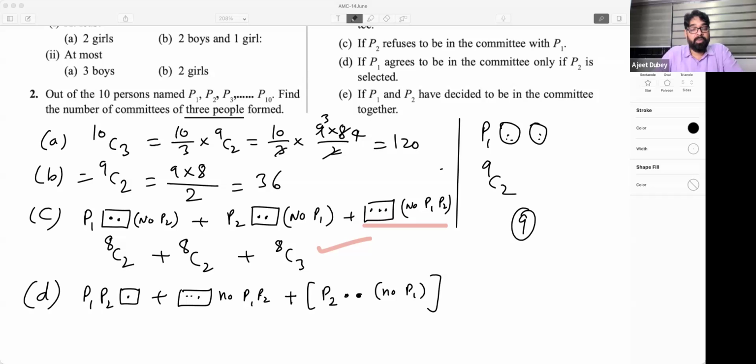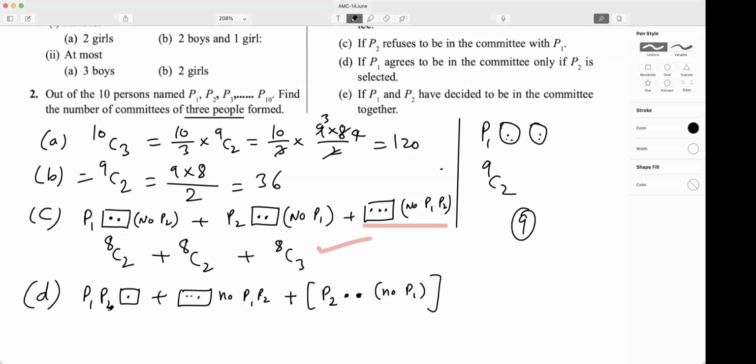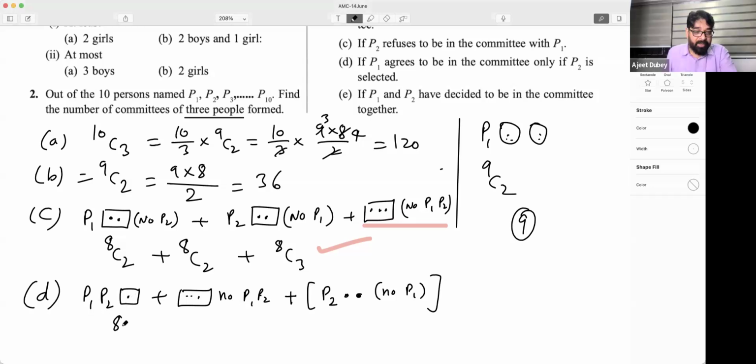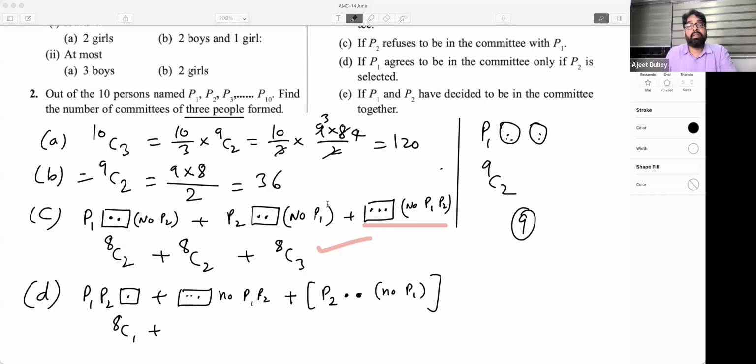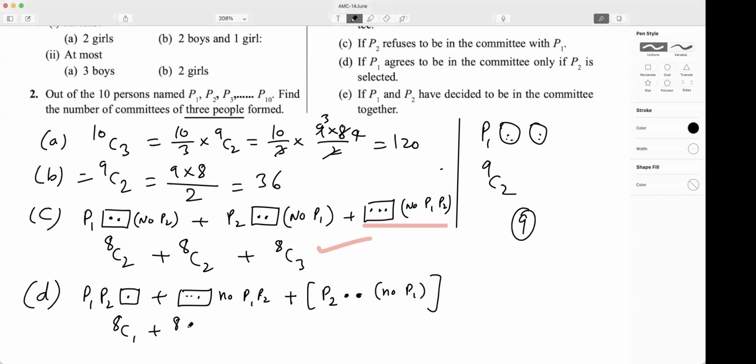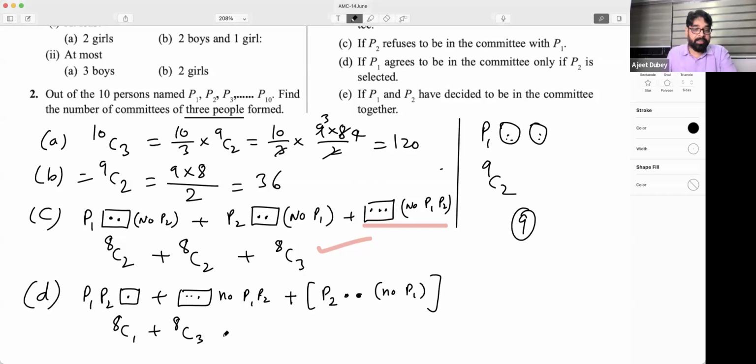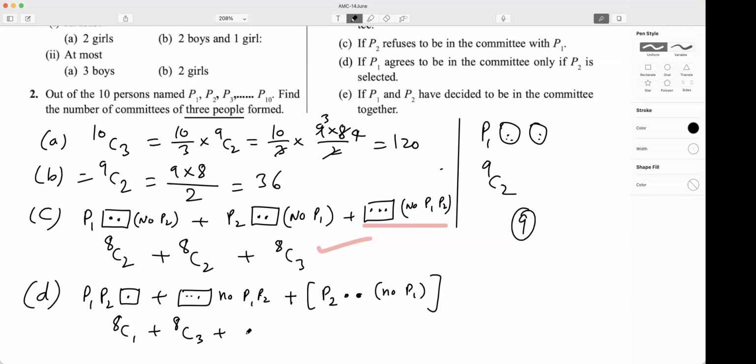So what will be the answers in that case? 8C1 for P1 plus P2, plus 8C3, and then 8C2. In this 8C3, P1 and P2 both are not coming. In this, P1 and P2 both are coming. Plus we need to do something, 8C2.